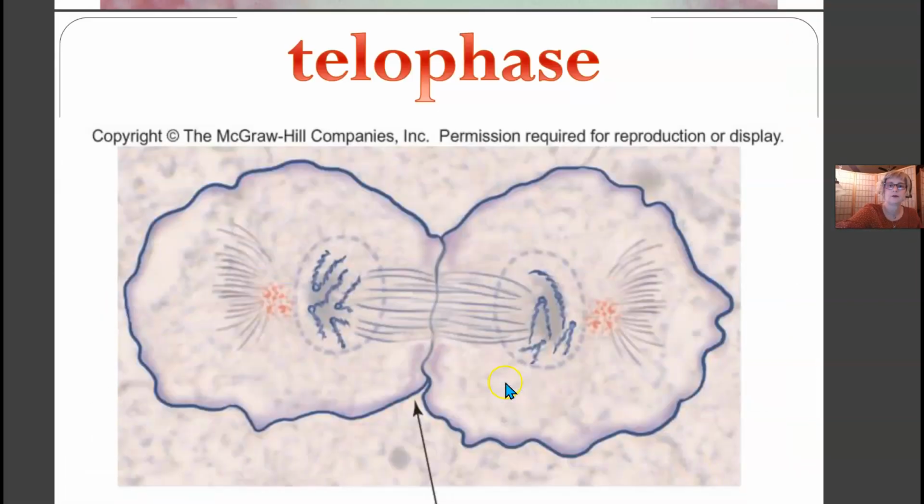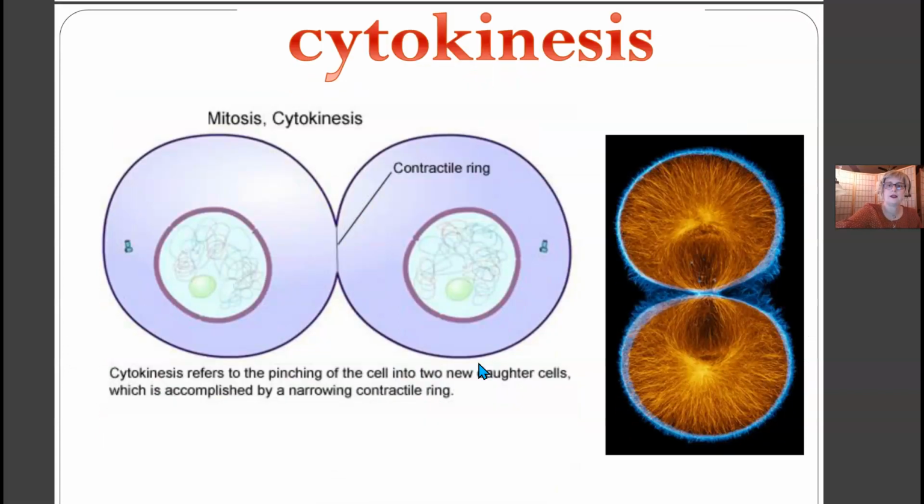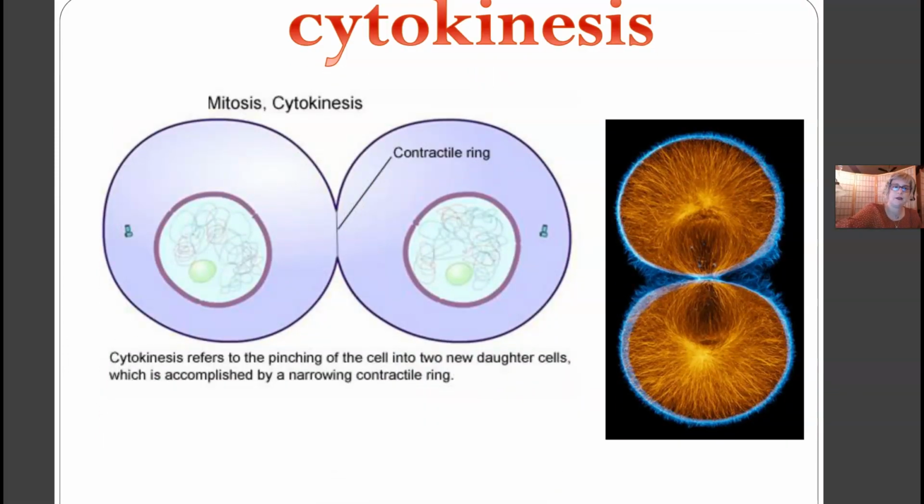And cytokinesis, there's the slide I was looking for. And my laptop was just not letting me move forward fast enough.